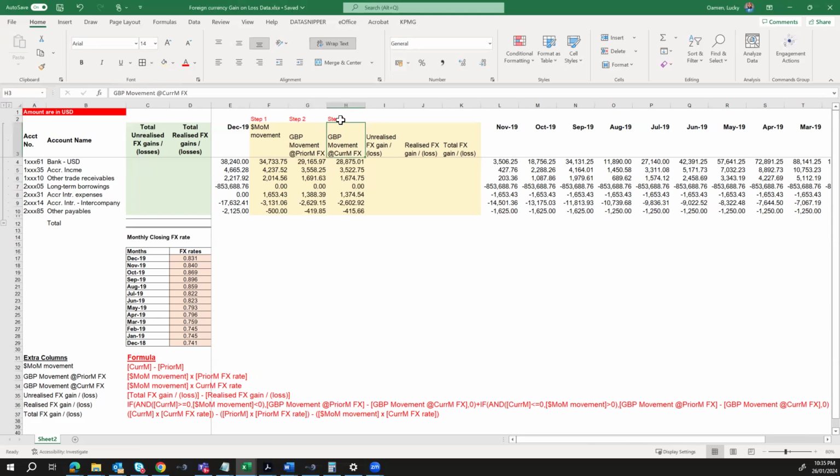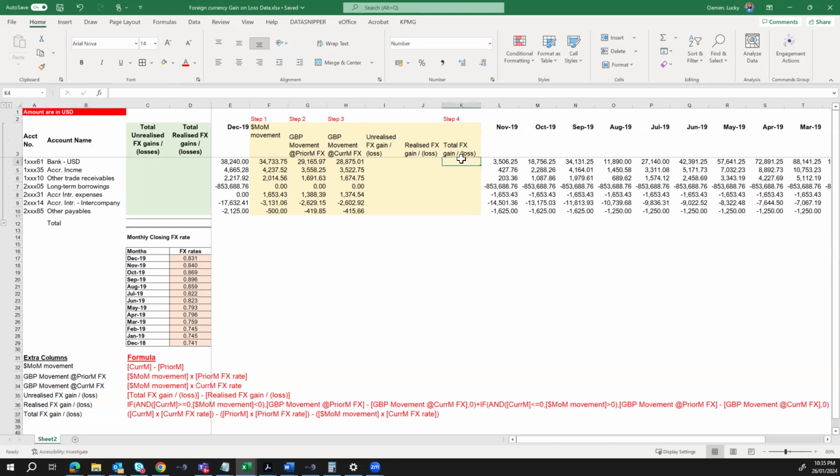Right? So we have 3 extra columns to complete, which are unrealized FX gain or losses, realized FX gain or losses, and the total FX gain or losses for each account balance on this spreadsheet. I'm going to start with column K as my step 4, which is to determine the total FX gain or losses. And we have our formula here that says to do that, we need to multiply the current month by the current rate, minus the previous month by the previous rate, less the movement in dollar terms multiplied by the current rate. All right.